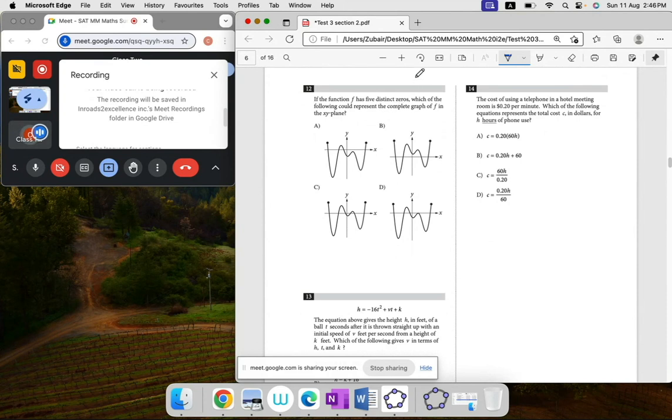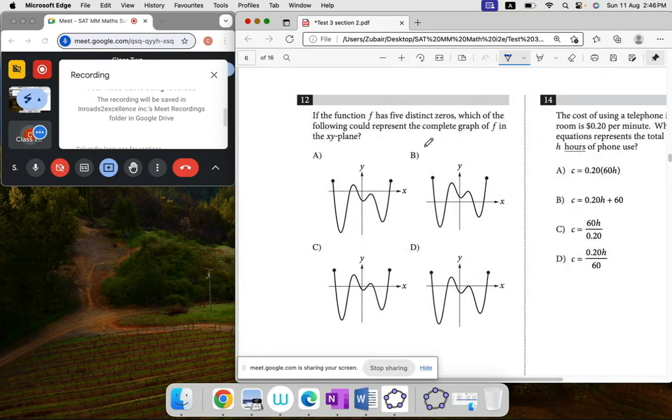If the function f has 5 distinct zeros, which would mean solutions, which of the following could represent the complete graph of f of x? So look at the first one only. 1, 2, 3. It intersects the axis at 3 points. But we have 5 distinct zeros, so it should intersect at 5 different points. So 1, 2, 3, 4, 1, 2, 3, 4, 5, 6. And this is the option. Can you see 5?